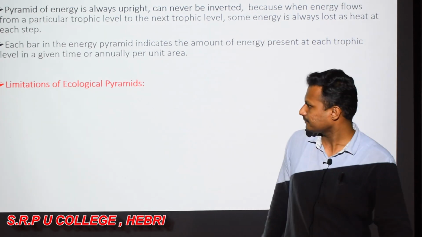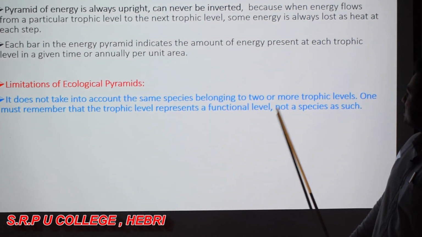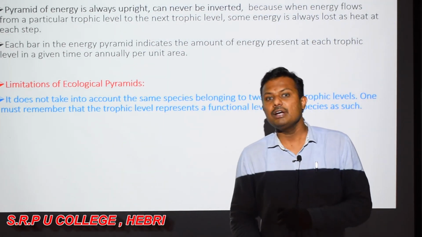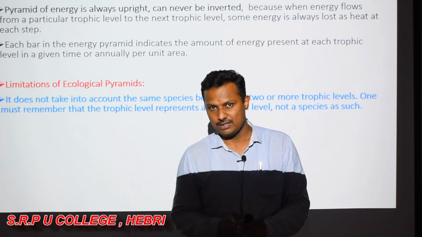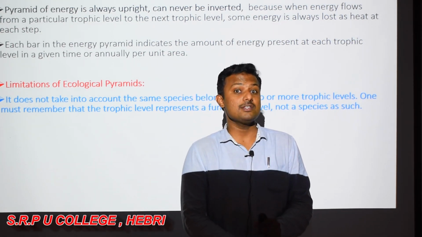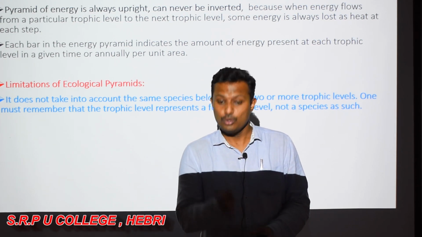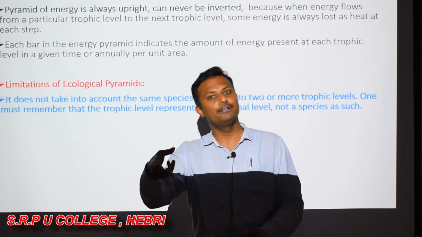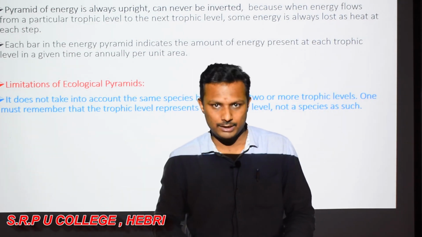The first one, it does not take into account the same species belonging to 2 or more trophic levels. See, we have also considered this point while studying the food chain. I told you that the food chain concept can be only hypothetical because sometimes one organism can be present at the same time in 2 different food chains, and that is why the concept of food web evolved, right?